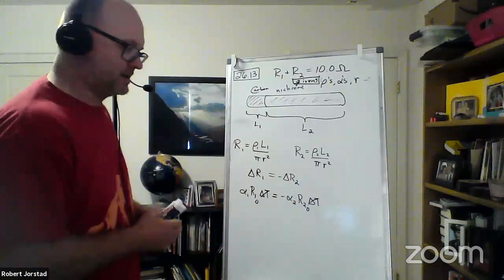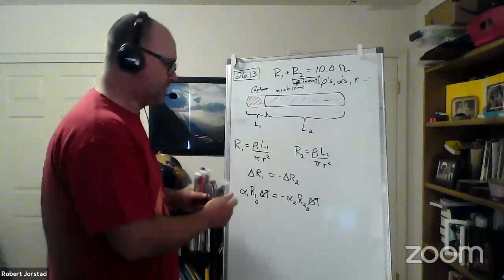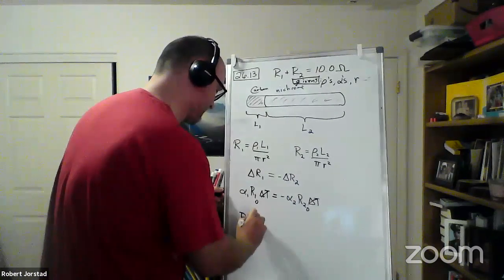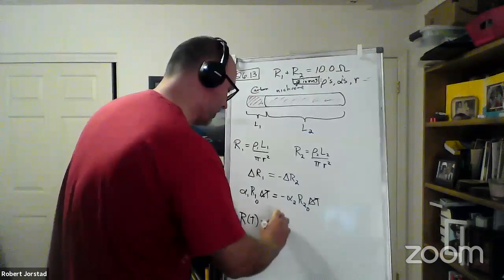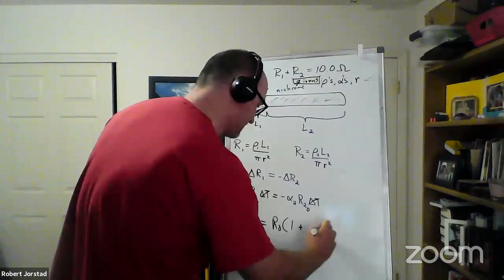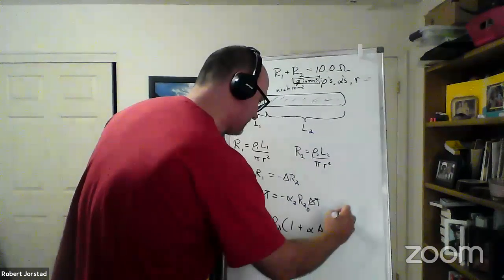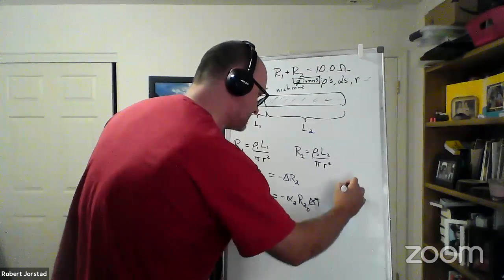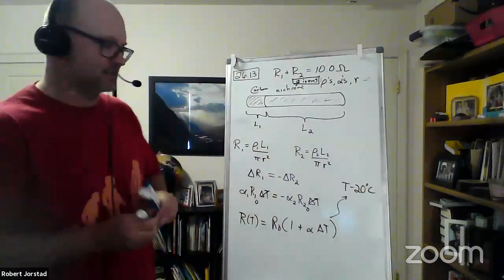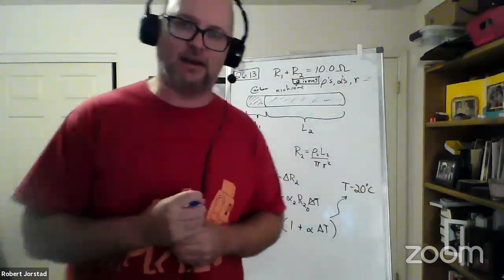The moral of the story is this. Sometimes you want to use the delta R equation. Sometimes you want to use R as a function of temperature is equal to R naught times 1 plus alpha times delta T. And then remember, this is always T minus 20 degrees Celsius. So there's kind of the summary of these types of problems, what you got to look out for.